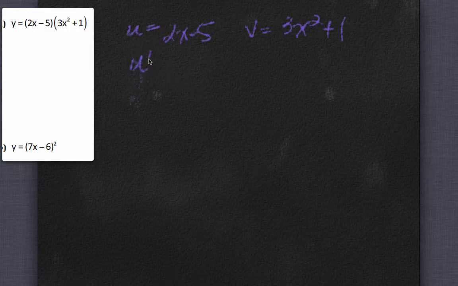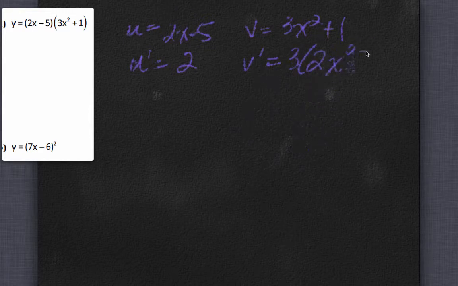So u prime is just 2. And you can go through the process of writing this as x to the 1, but I'm probably going to stop saying that, and if I just suddenly write u prime or something prime is a number, just remember to look back at it and see that it's going to be a line where the slope is a constant number. V prime, 3 times 2x to the 2 minus 1 equals 6x.